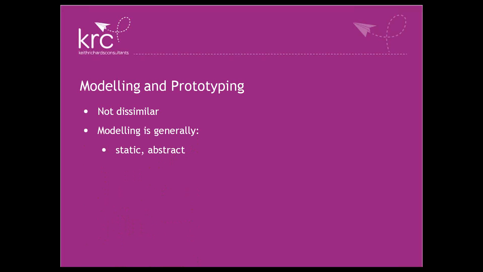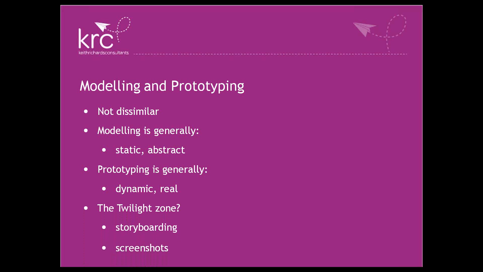Modeling is normally quite static, diagrams, abstractions, very abstract, whereas prototyping is often a bit more dynamic and a bit real. You can play with a prototype, move around it and click on a few buttons if it's an IT context. But there is a bit of a twilight zone between the two. What is storyboarding? Is that a prototype or a model? Screenshots, is that a prototype? Is it a model? To be honest, I'm not really fussed. You could get some strong technical definitions of what they are, but just see modeling and prototyping as a bit like a spectrum, and one moves through into the other.